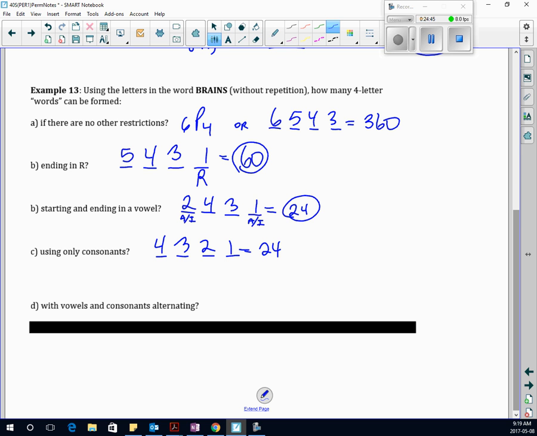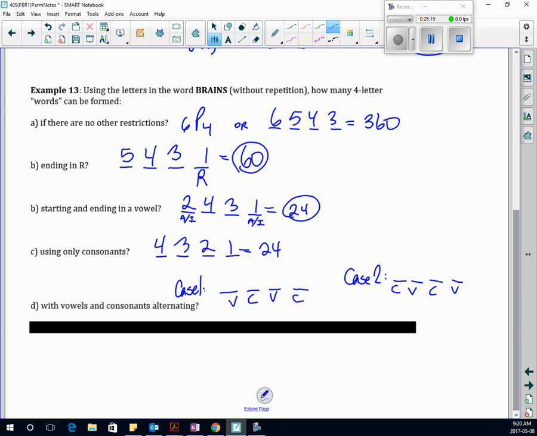With the vowels and consonants alternating. This is a tricky one, actually. How do I know if I start with a vowel or a consonant? We don't know. We do cases. Very good. So case 1 will be what? Vowel, consonant, vowel, consonant. And case 2 would be consonant, vowel, consonant, vowel.